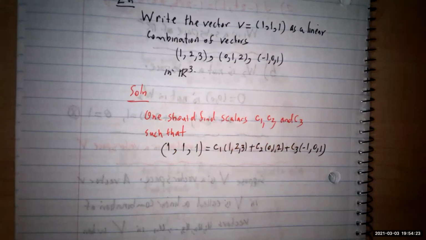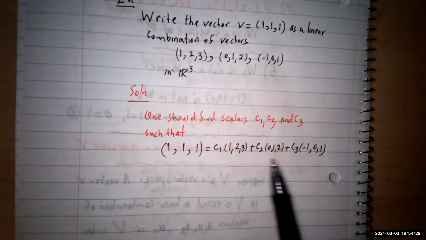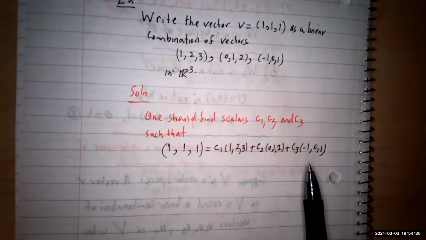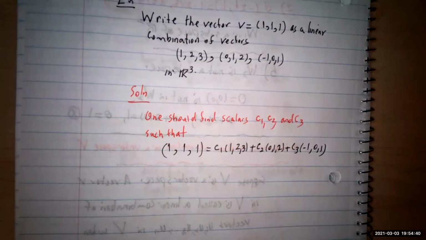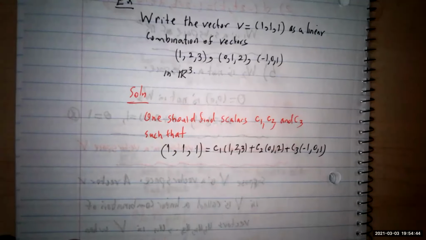There are different ways to do it. It's just the beginning. We multiply this inside, and then we set them equal to each other. That gives a system of 3 equations in 3 variables. You solve it. If you can solve that system, you're done and you get C1, C2, C3. Otherwise, it's not possible.